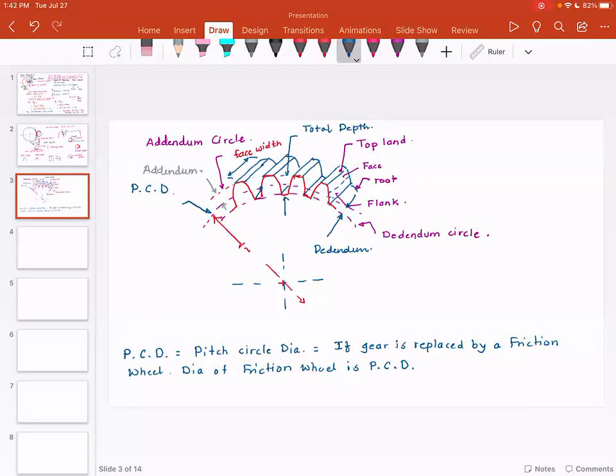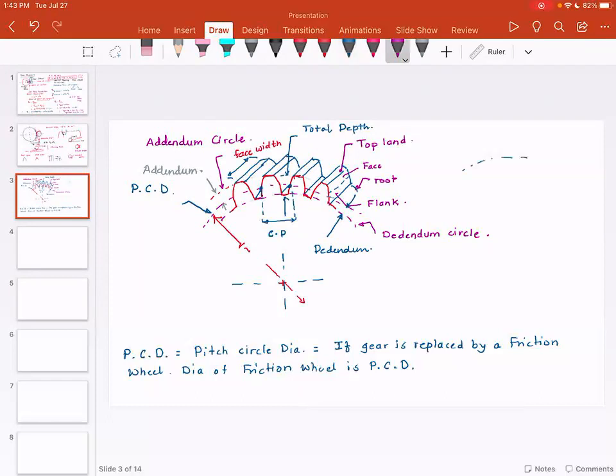If you were to look at two successive points on the pitch circle corresponding to the beginning of the teeth, that is called the circular pitch. So this distance is nothing but CP. And this is quite important. So I will show it again here.